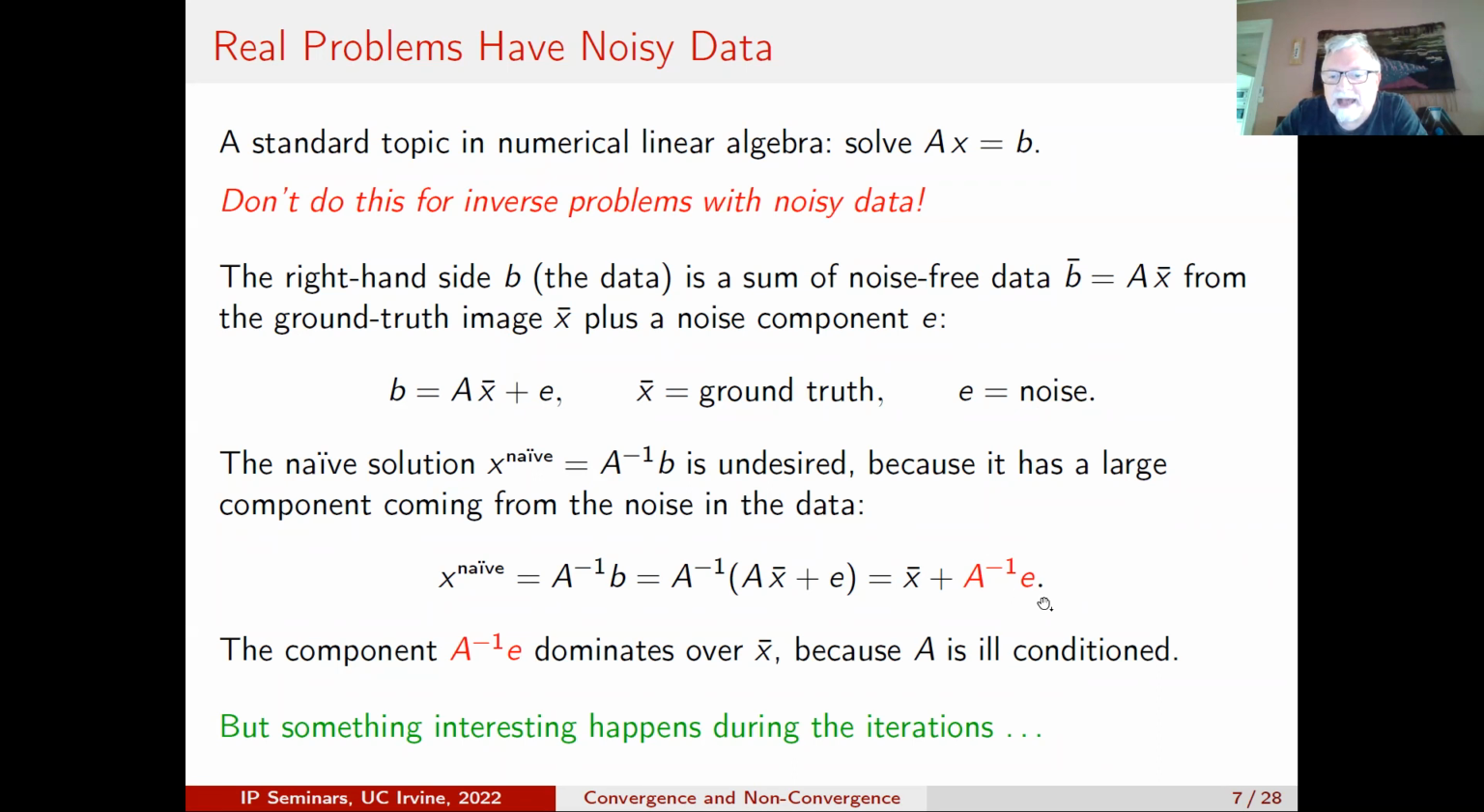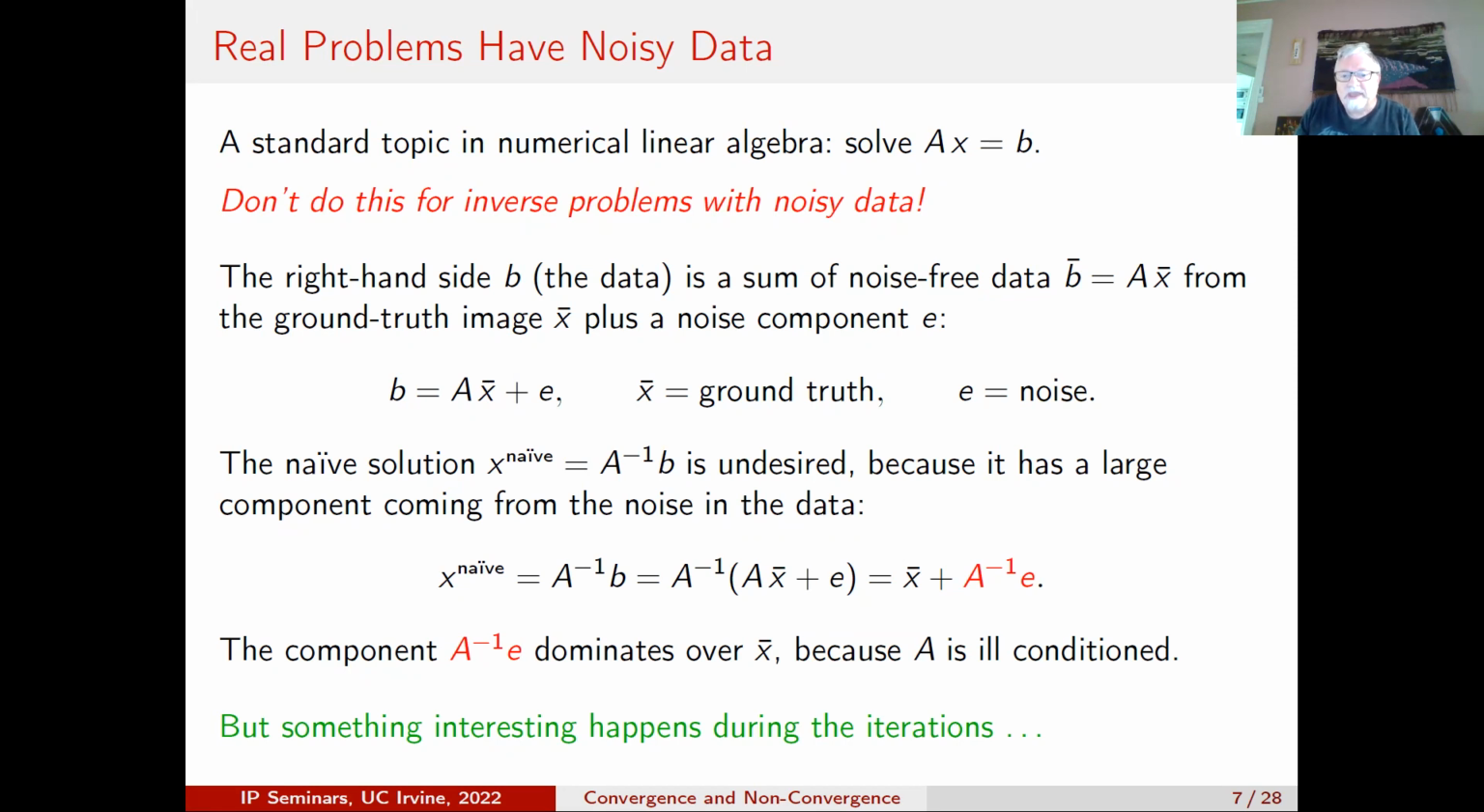And this is the bad guy here in the equation, because when A is ill-conditioned, then typically this vector here will have elements that are much larger than the elements in here. So in the naive solution, you may not see the true solution, you just see the inverted noise. So we have to deal with that fact. And of course, this is why people use regularization methods in general. Those are different ways of dealing with the noise.